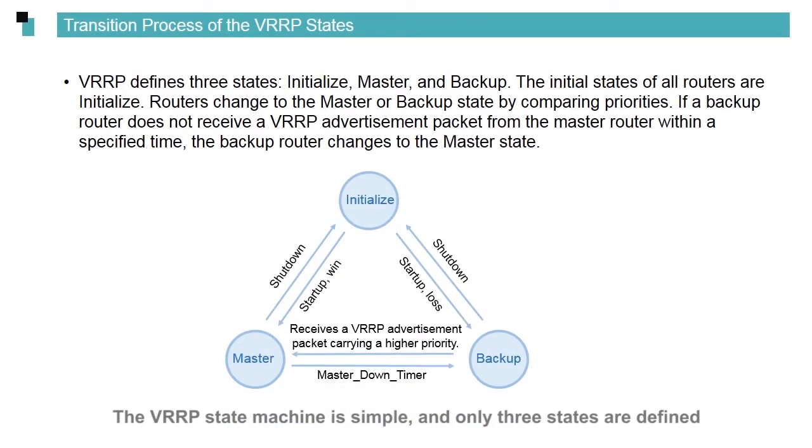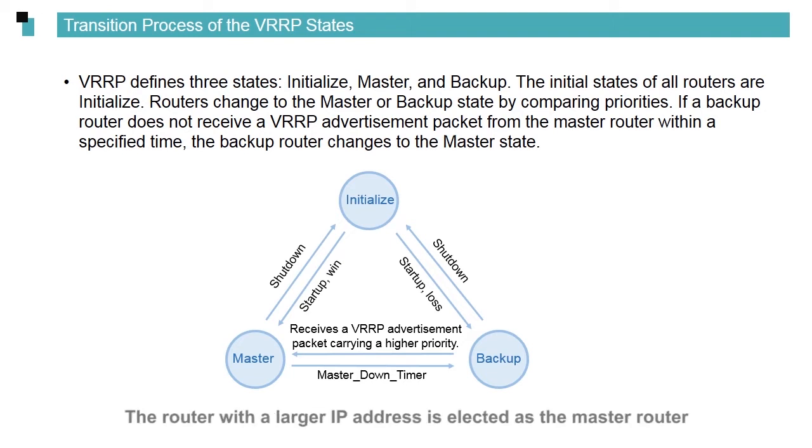The VRRP state machine is simple, and only 3 states are defined. After going up, interfaces enter the initialized state and then send VRRP advertisement packets. These packets contain the interface priority and IP address for election. After both ends receive VRRP advertisement packets, they compare interface priorities. If the interface priorities are the same, they compare IP addresses.